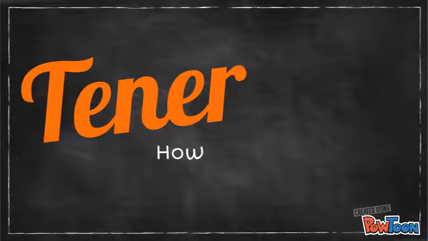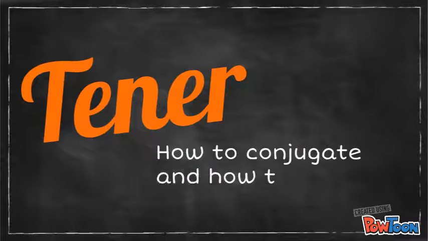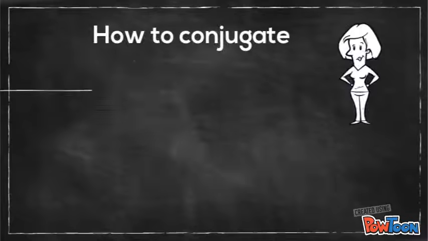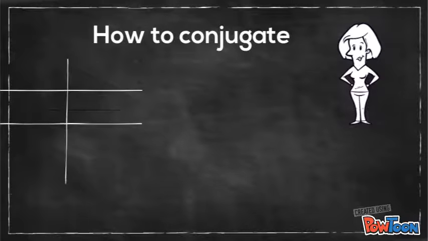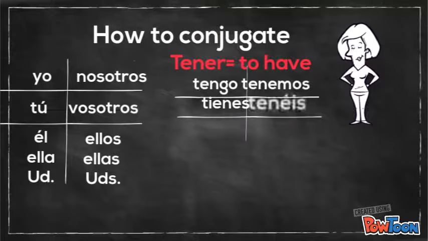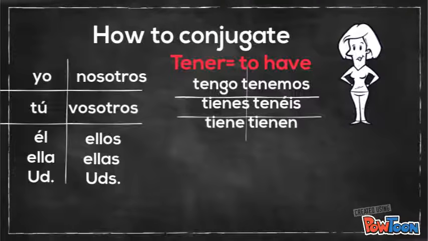Today we're going to be learning about tener and how to conjugate it. To conjugate tener, the first thing we do is remember our subject pronouns from last chapter, the yo, tú, él, usted, etc. And then we actually add our conjugations for tener. Tengo, tienes, tiene, tenemos, tenéis, y tienen.